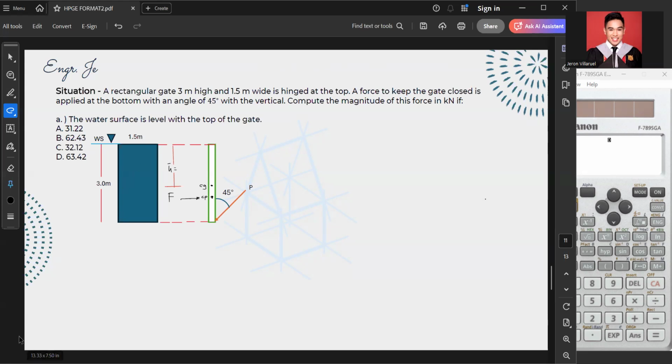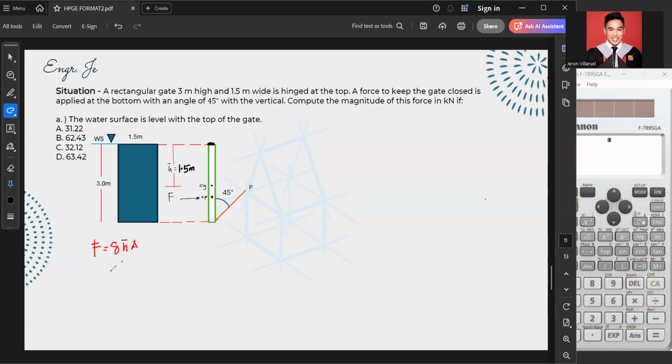So let's remember our hydrostatic force formula, which is F equals gamma bar H times the area. In solving this, we also need to look for our bar H, and that is just half of the 3 meters height. That is 1.5 meters. Also, our hinge is located here at the top.